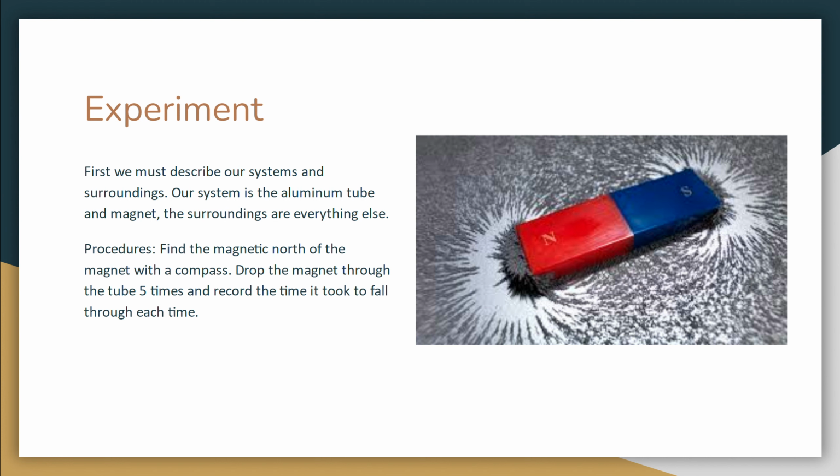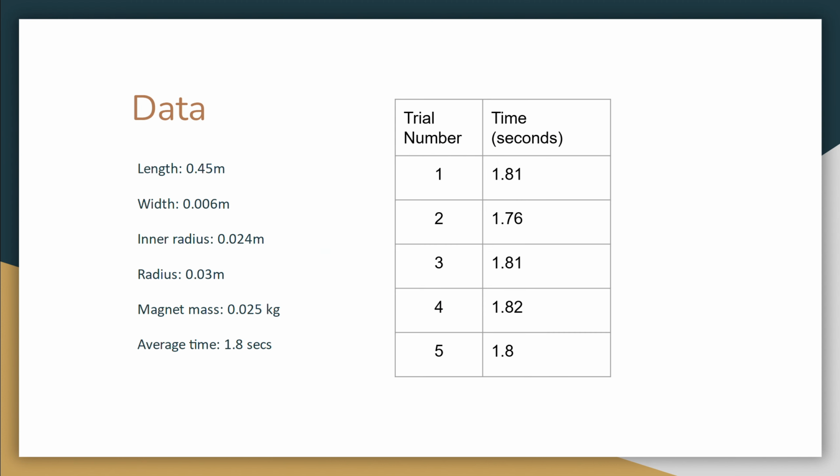The procedure of this lab was to find the magnetic north of the magnet with a compass, and then to drop the magnet through the tube 5 times and record the time it took to fall through each time. So this is the data we collected about the tube and the times. The length of the tube was 0.45 meters, the width 0.006 meters, inner radius 0.024 meters, radius 0.03 meters. The mass was 0.025 kilograms, and the average time was 1.8 seconds. And as you can see in our table to the right, all of our 5 trials were listed with their times.